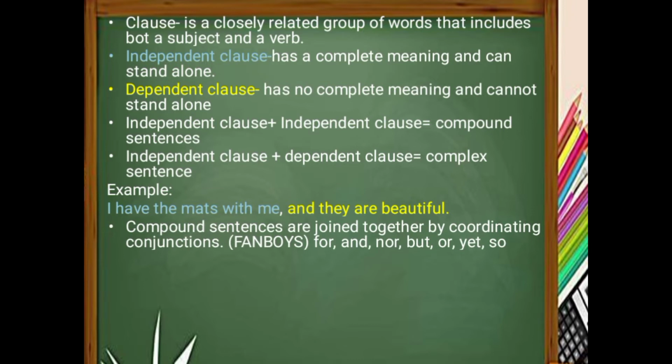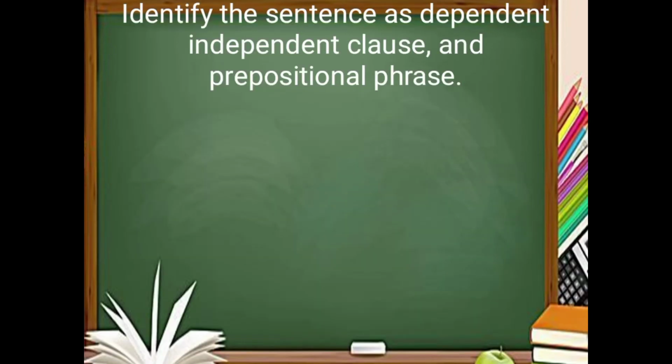Compound sentences are joined together by coordinating conjunctions, such as FANBOYS: for, and, nor, but, or, yet, so. Again, the meaning of FANBOYS, our coordinating conjunctions, are for, and, nor, but, or, yet, so.